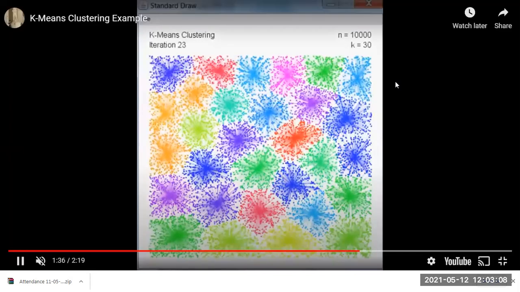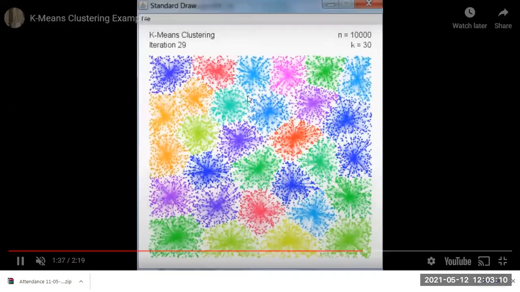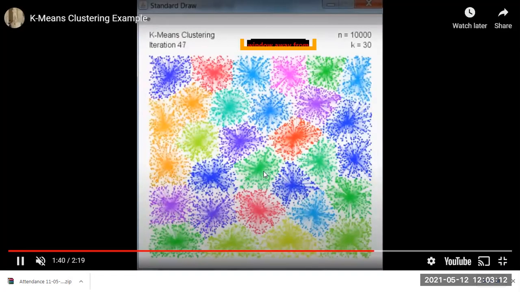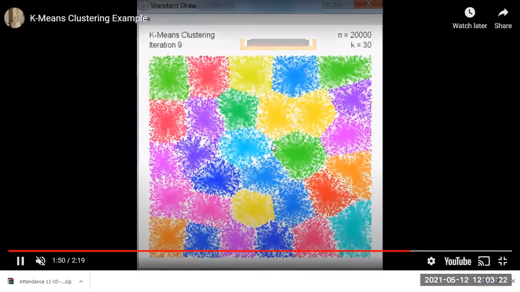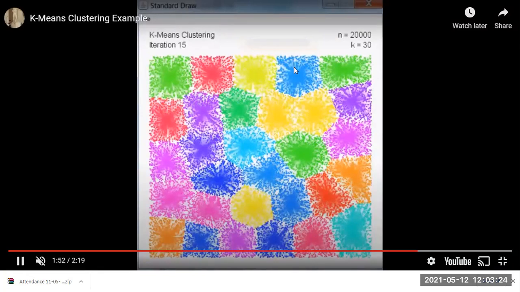So have a look at this representation first. This process continues with different values.